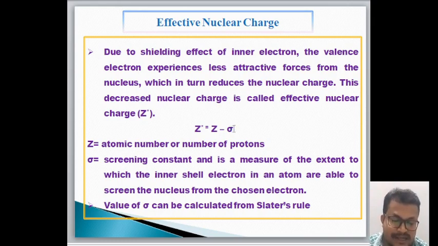This particular screening constant is a measure of the extent to which the inner shell electrons in an atom are able to screen the nucleus from the chosen electron. That means this sigma value will determine how much shielding effect is experienced by the outermost shell electron due to the presence of inner shell electrons.